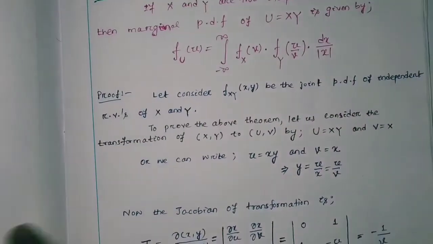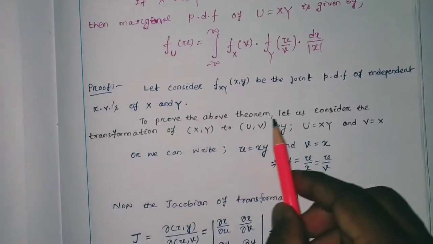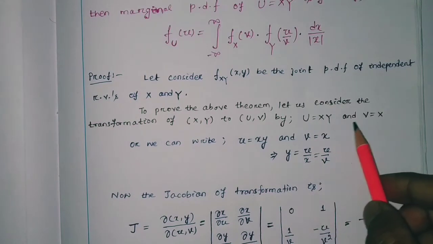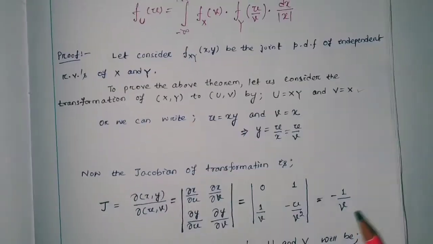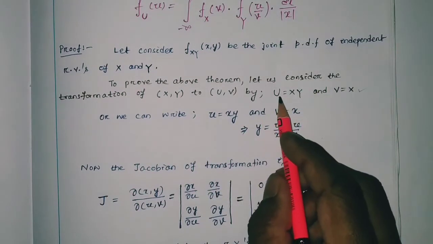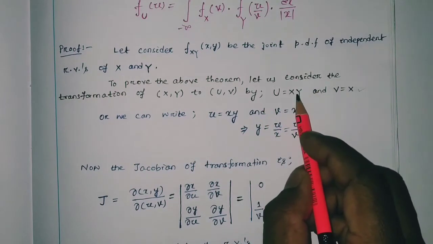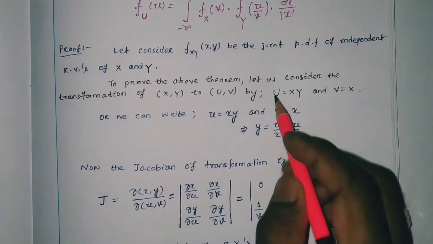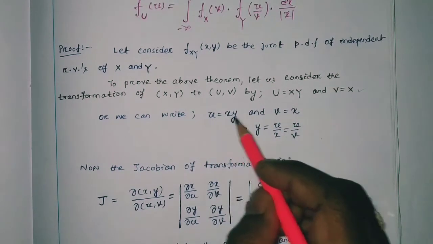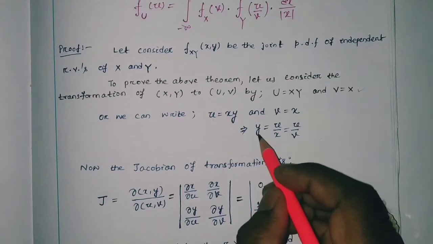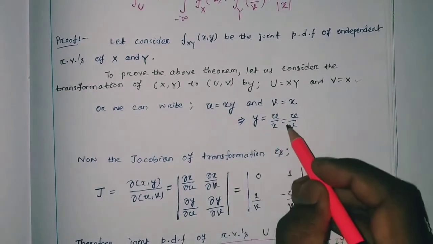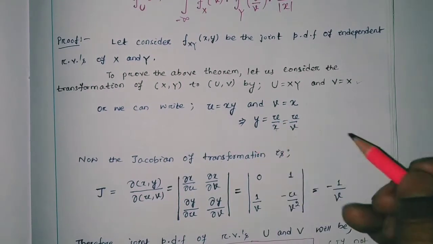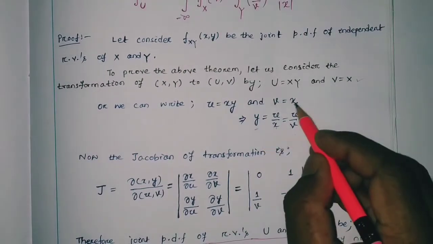So initially the same steps: to prove the above theorem, let us consider the transformation of xy to uv by u equal to x into y and v equal to x. As u is transformed with the multiplication of x and y random variables, the multiplication of values of x and y will be equal to u. So u equal to xy, and v equal to x, where y equal to u by x, and x taken as v, so y equals u by v.